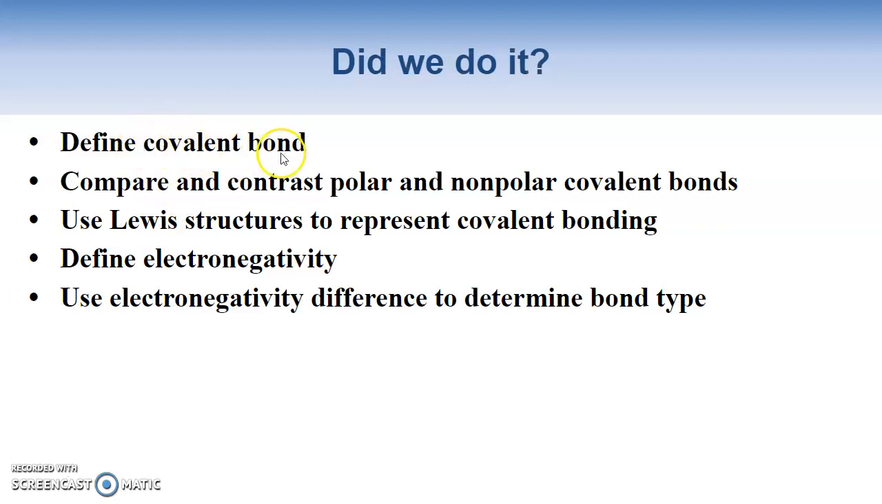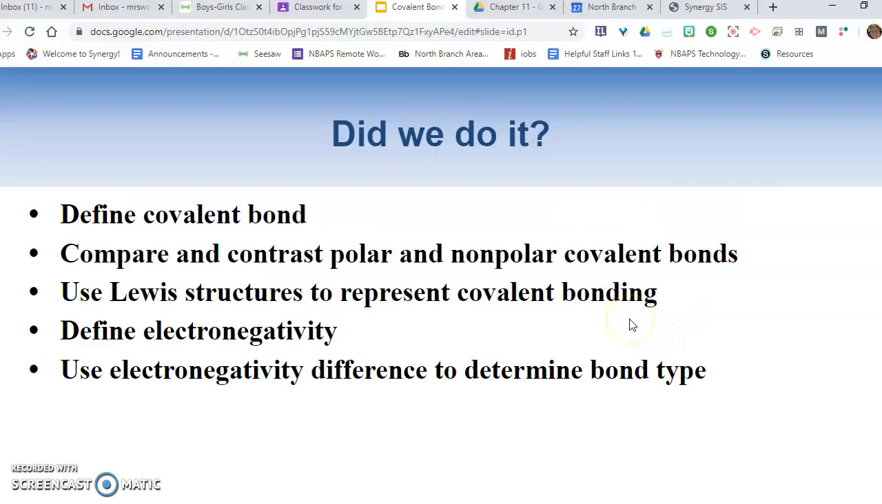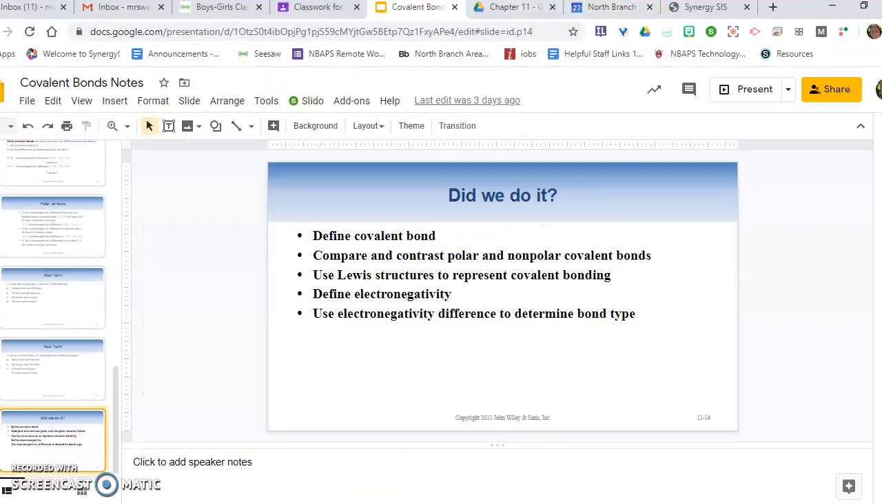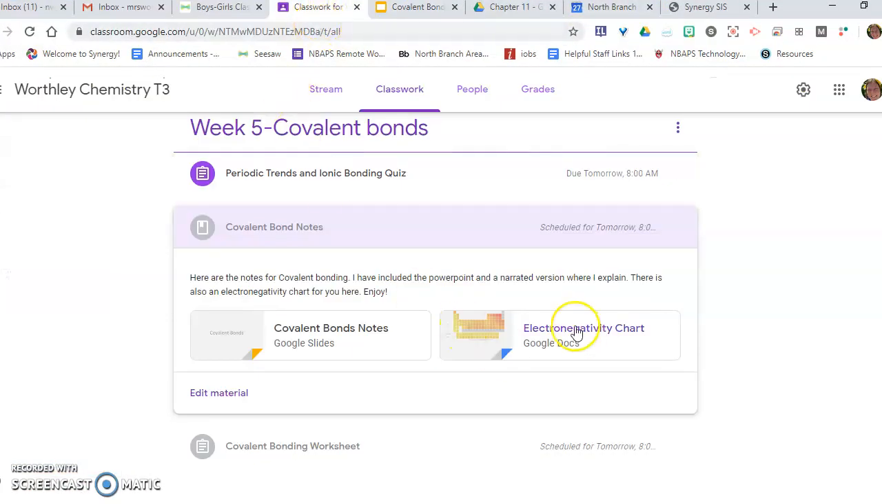Did we define a covalent bond? Did we look at polar versus nonpolar covalent? We haven't done this yet. I'm going to show you that when we do our assignment. And we also looked at electronegativities and their differences to determine bond types. Okay, you guys are going to do your worksheet that goes with it. So here's the electronegativity chart. It's in with the notes.